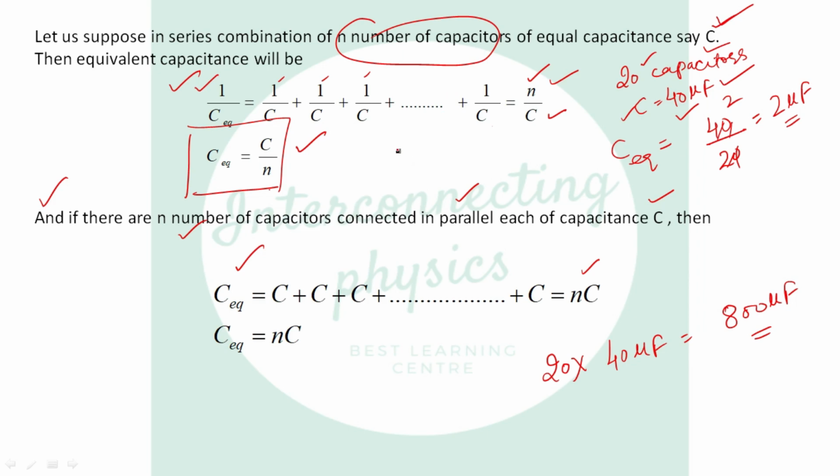So when you have to calculate the equivalent capacitance in series combination, just divide the capacitance by n, and if you want to calculate the capacitance in parallel combination, then multiply the capacitance with the number of capacitors. So this was all about the series combination of the capacitors and the parallel combination of the capacitors. In the next video I will teach you about the energy stored in a capacitor.